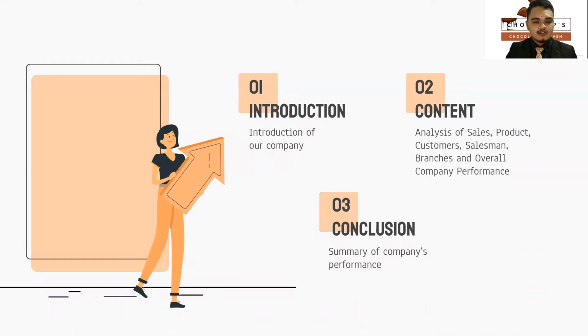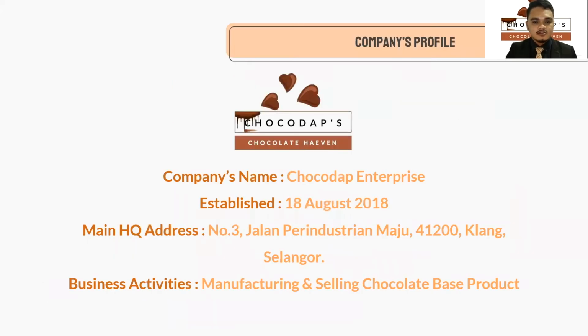So our slide consists of three parts. First is the introduction of our company. Next is the analysis of our company sales, product, customer, salesmen, branches, and also the overall company performance. And lastly is the conclusion, which is summary of company performance. So let me start first with the company profile.